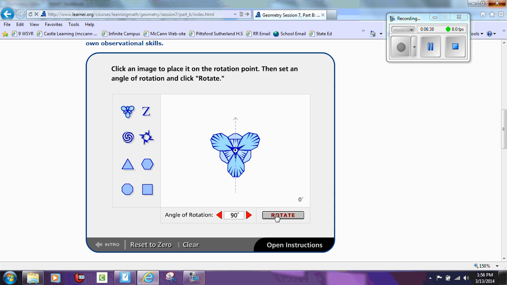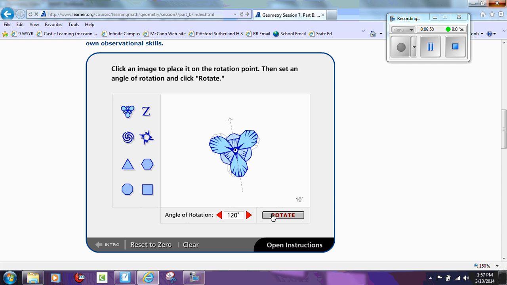So 90 degrees would be 1/4 of a complete turn, or of a complete rotation. And when I rotate 90 degrees, I see that the image is almost landing on the pre-image, but not quite. I have to go a few degrees further than 90. So maybe I'll try something like 120.